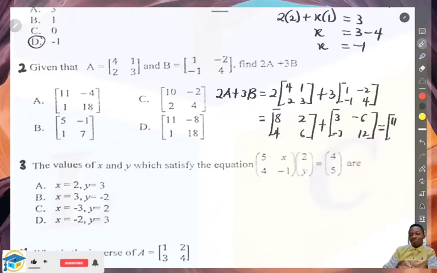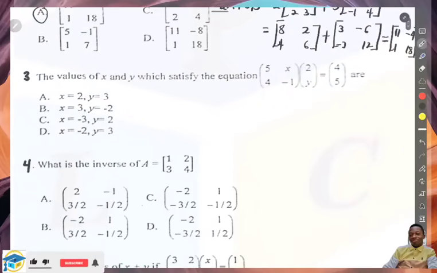We'll add 2 plus negative 6. We are getting negative 4. We'll add 4 plus negative 3. We are getting positive 1. And we'll add 6 plus 12. We are getting 18. And we're going to get the result to be 11, negative 4, 1, 18. Which of these options will meet it? And that should be option A.